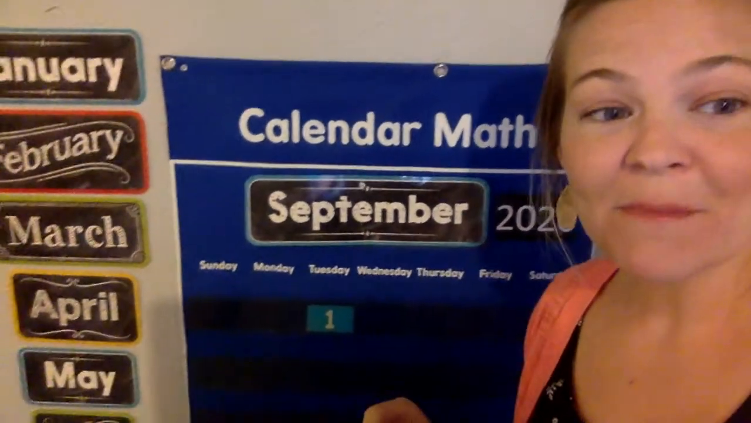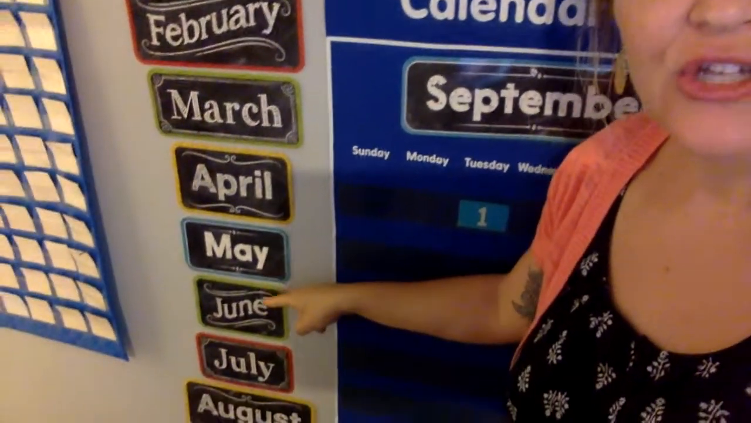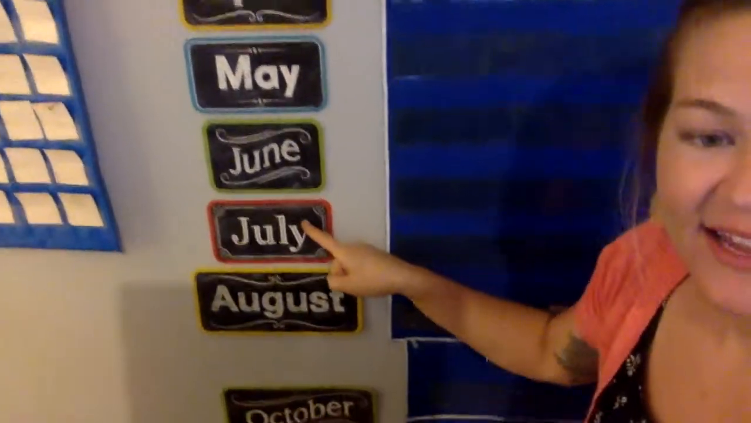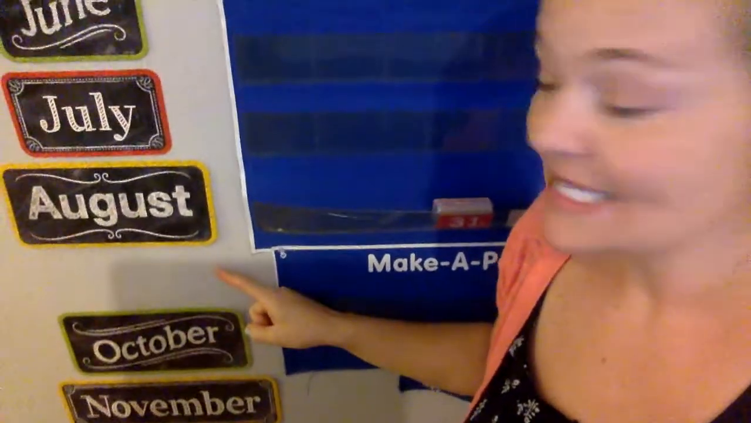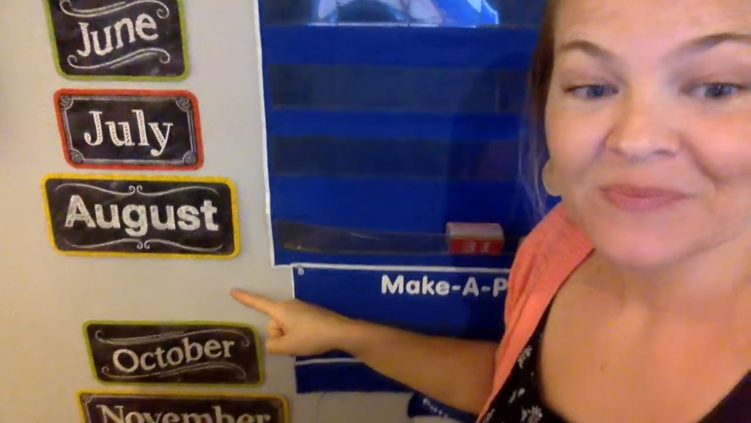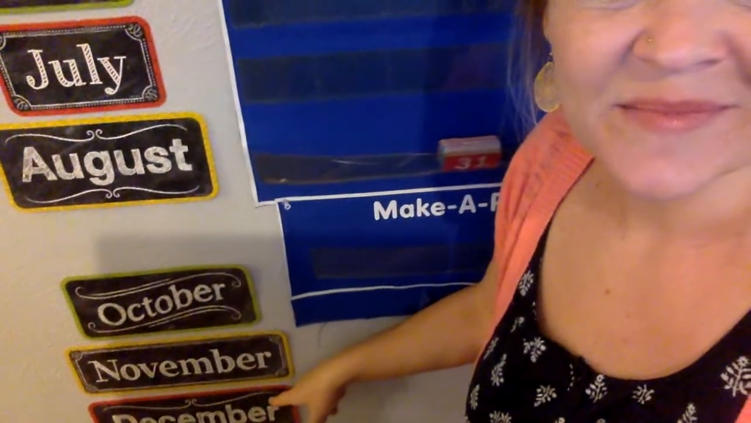Okay, let's look at all of our months of the year here. January's the first month, and then February, March, April, May, June, July, August. That was last month, August. Now it's September. So it's missing from the wall because it's on our calendar there. So let's see, if this month is September, what month is next month going to be? Next month is going to be October, and then November and December.